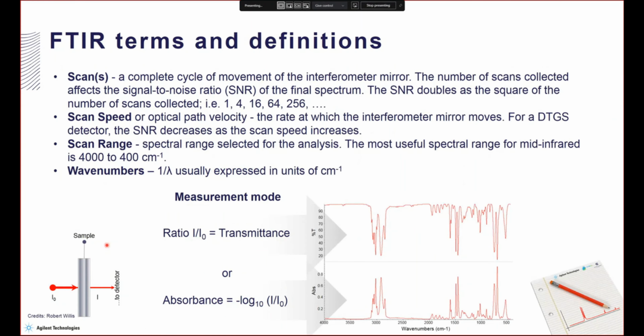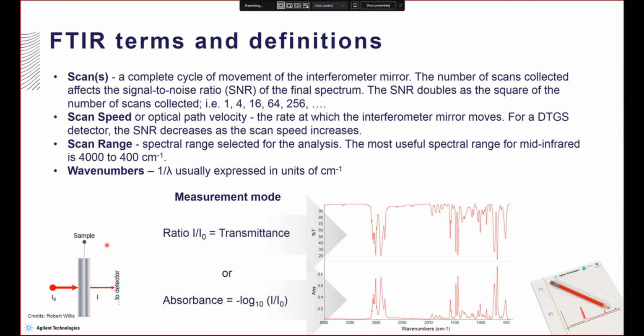We can introduce some short definitions. What is called a scan, or scans in FTIR, is a complete movement of the interferometer's movable mirror. The number of scans affects the signal to noise ratio. So if we want to obtain a better signal to noise, we need to move the mirror more times, so co-add more scans. We can do it at different speeds. So the speed of the mirror movement is also an important parameter called scan speed. And we can collect infrared spectra in different spectral ranges. So the scan range is the spectral range selected for the analysis.